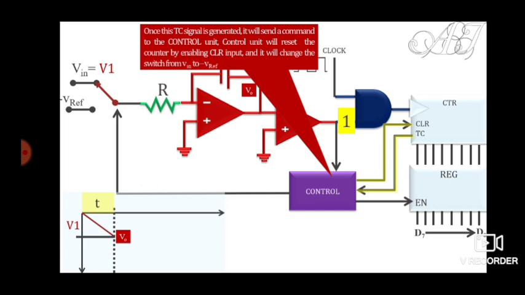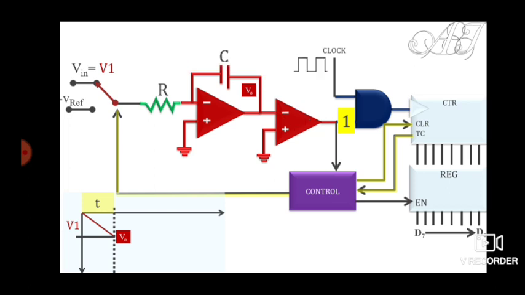The counter will reset, and at the same time this control signal will generate a pulse, and that will change the input also. See, now what will happen? This switch will be connected to V reference now.